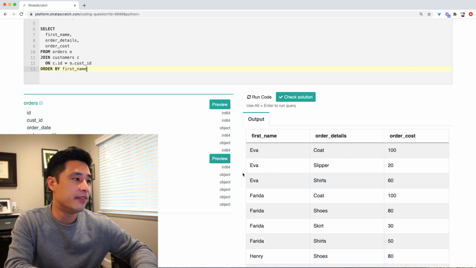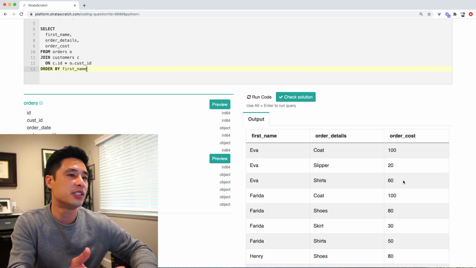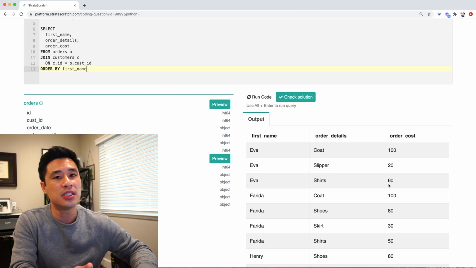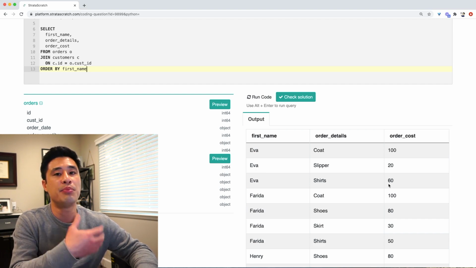So let's take Eva as an example here. The total cost across all three of her transactions is essentially 100 plus 20 plus 60, which is 180. So to find the total amount spent, it's really just summing these three rows together. In order to do that, the easiest way is to use a window function, specifically a partition by.